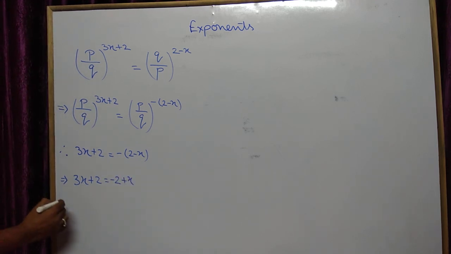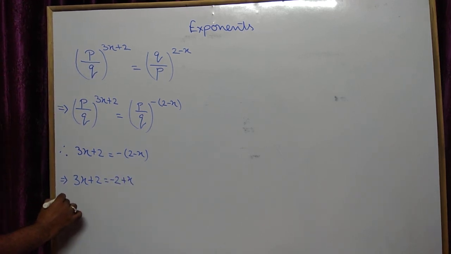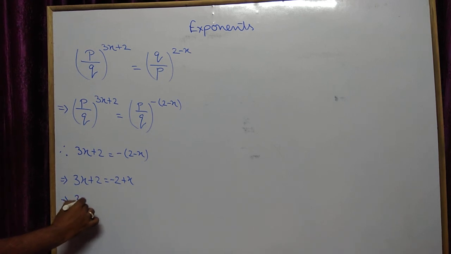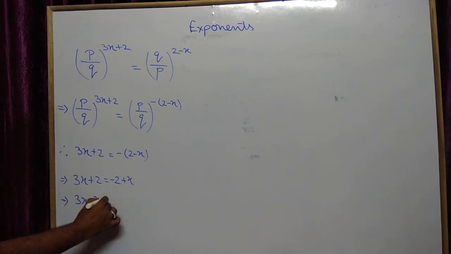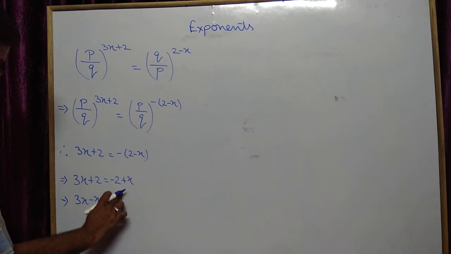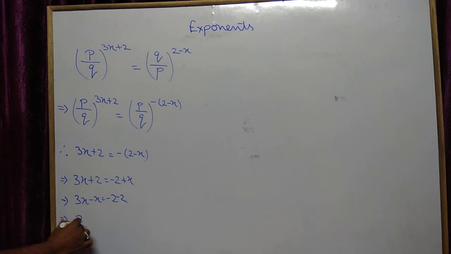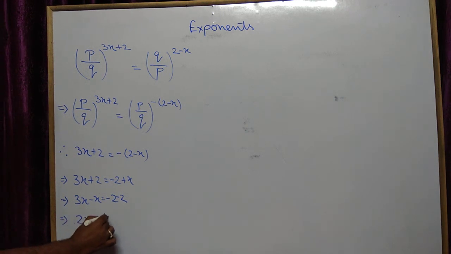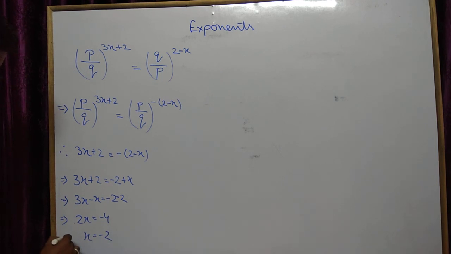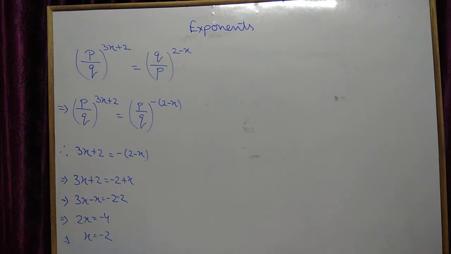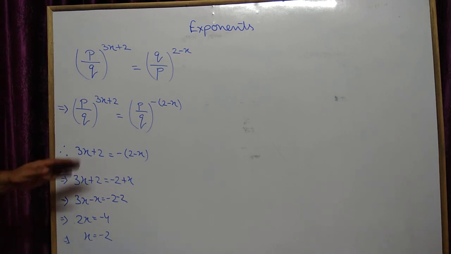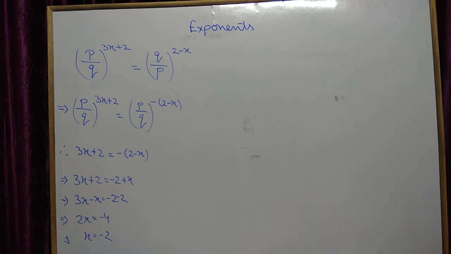We simplify. 3x minus x equals minus 2 minus 2. It's 2x equals minus 4, x equals minus 2. This is your solution. Hope you can understand the concept of exponents. Practice all the questions discussed by me in the last 3 videos. That's all for today. Thank you.